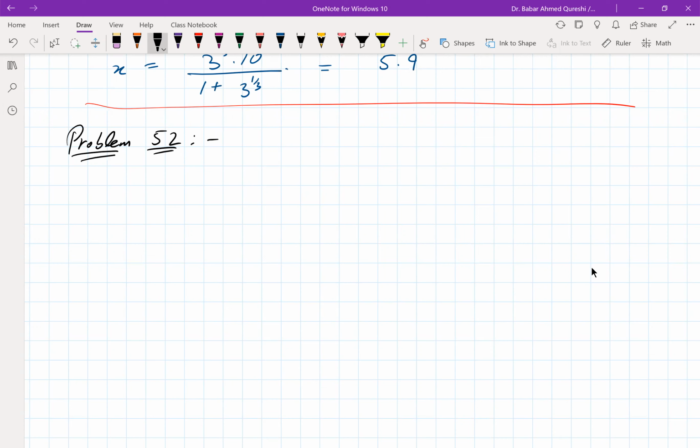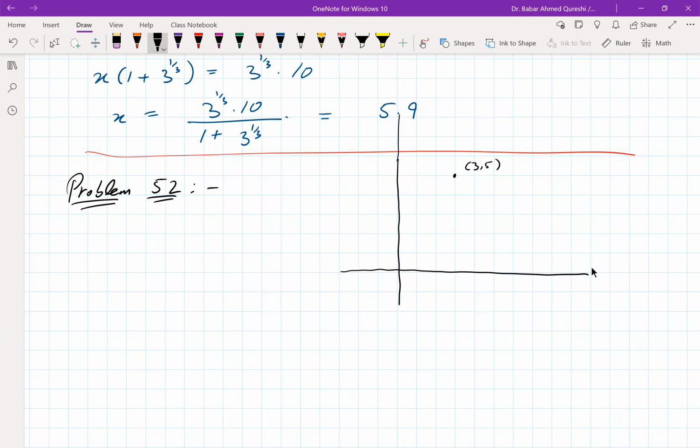So problem 52 says, find an equation of the line through the point 3,5. You have this point, 3,5. You want the equation of a line that cuts off the least area in the first quadrant. So it would be some line.